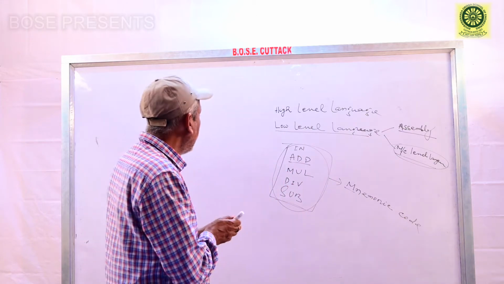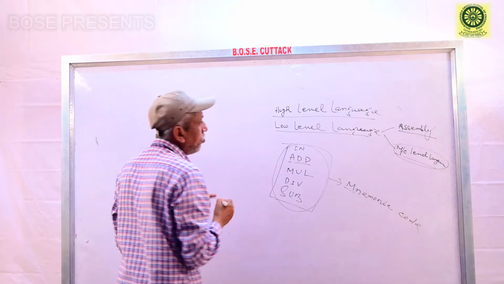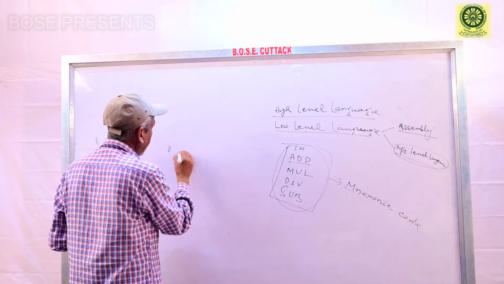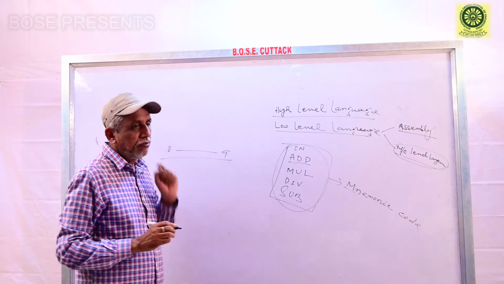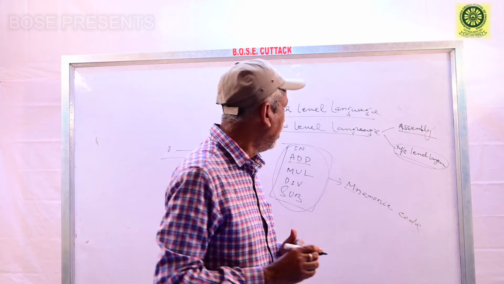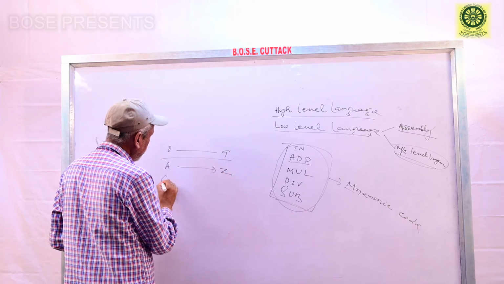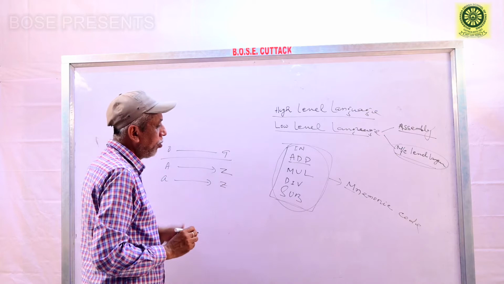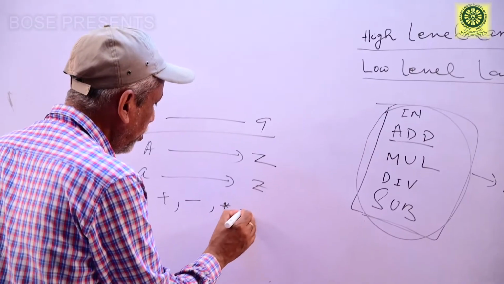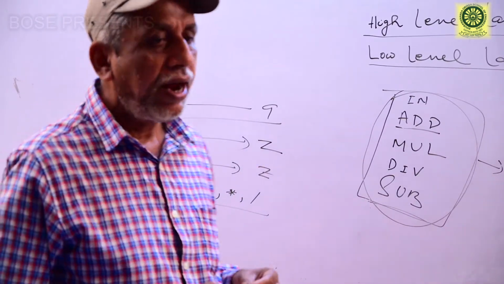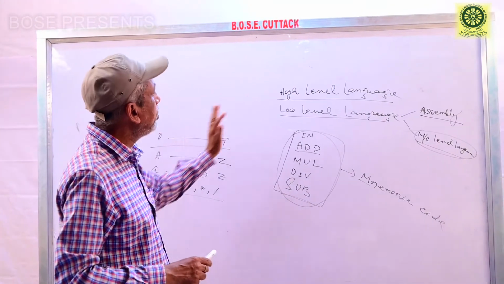In high level languages, all the symbols from 0 to 9, all digits, are included. These symbols are used in your high level programming language. And A to Z, all symbols. Small a to small z, all symbols. Some special symbols are also there, such as plus, minus, multiplication, division. All these symbols are used while writing any programming language.